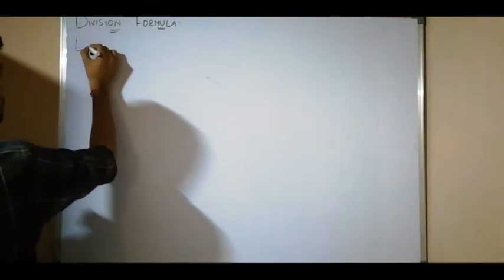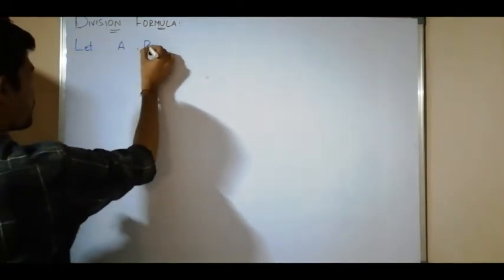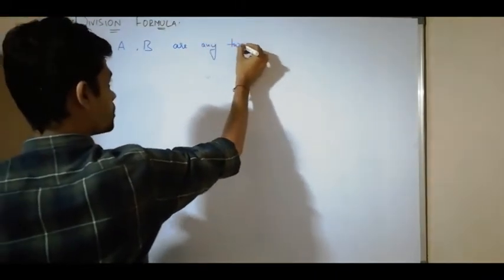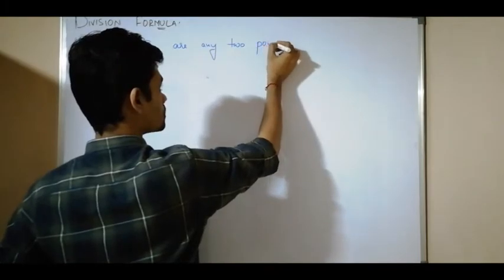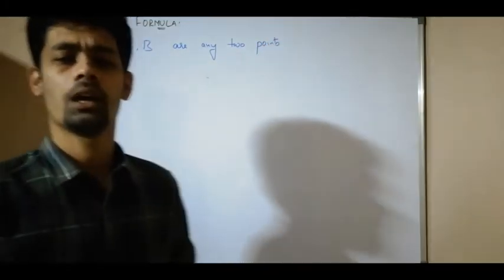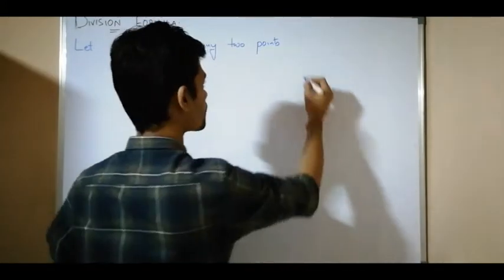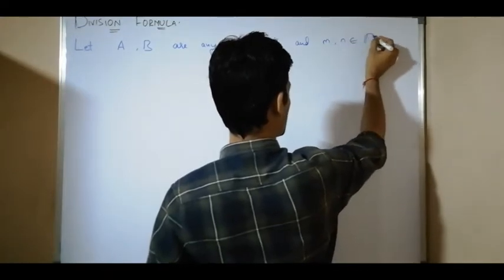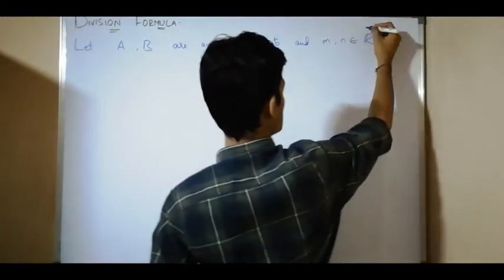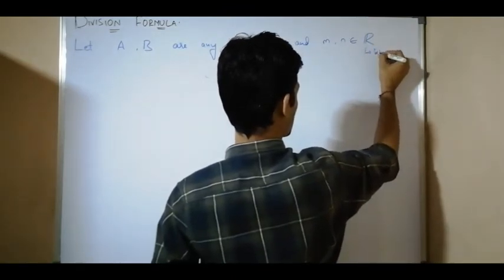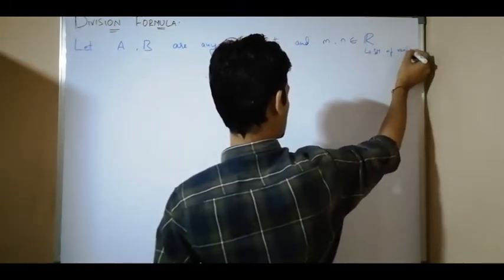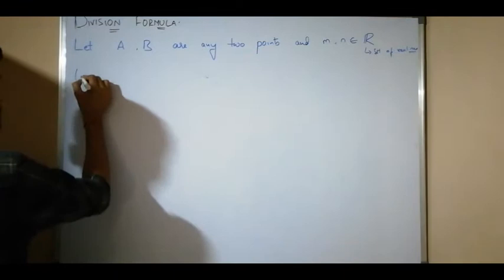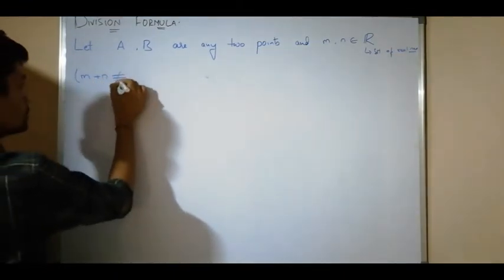Let capital A and capital B be any 2 points in a plane, and m, n are real numbers, that is, m, n belong to R such that m plus n is not equal to 0.